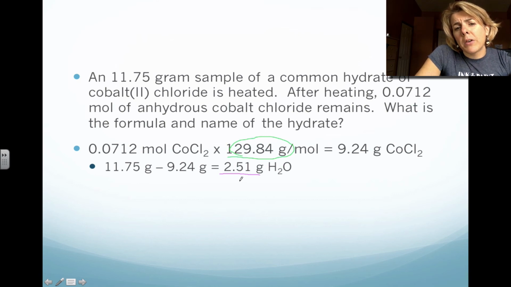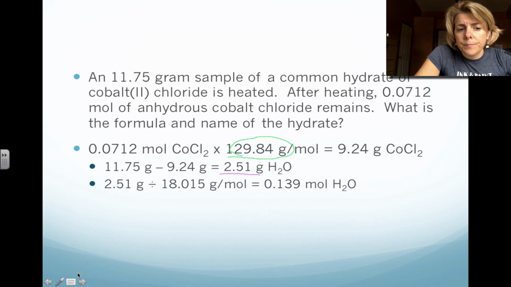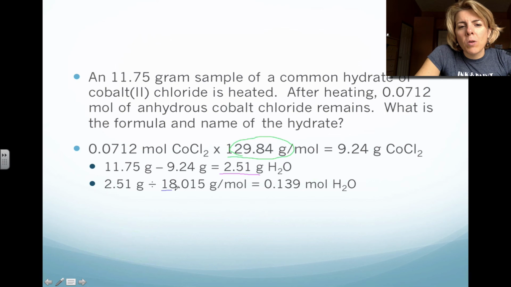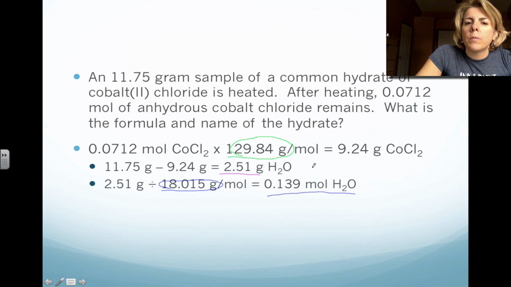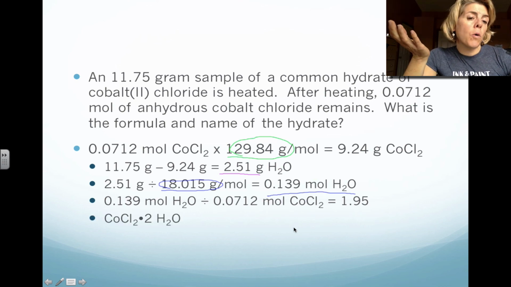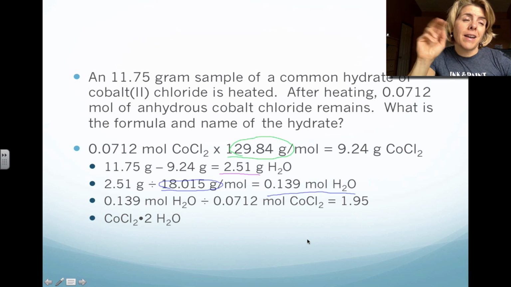Once you get the mass of water, you're going to convert it to moles of water. And trust me, you'll get very good at figuring out the moles of water. So the molar mass of water is 18.015, and that gives us the moles of H2O. We're not done yet. We're going to take the moles of water divided by the moles of anhydrous, and that gives us a ratio. And the ratio is 1.95. I'd round it up. And essentially you would write it as cobalt 2 chloride dihydrate.